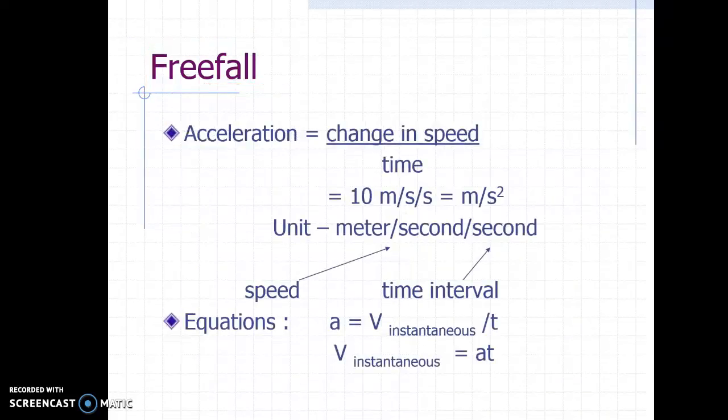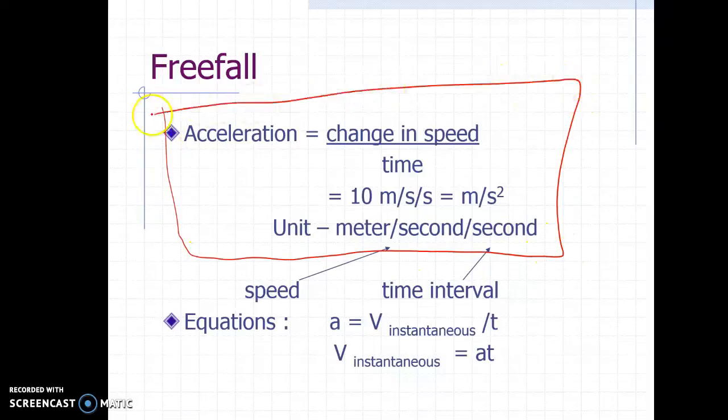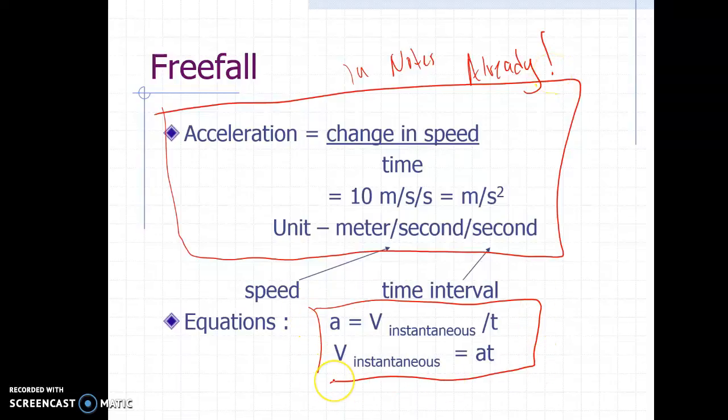Again, this is repetitive. Free fall is acceleration. It's change in speed over time. I don't think you need to write this because we already did acceleration in notes. Okay? Here are the different versions of how we rewrite it. This is also already in your notes. We've also put it in the equation section.